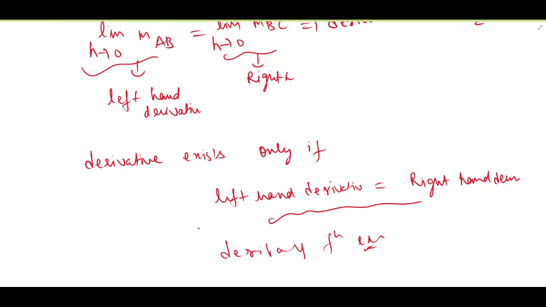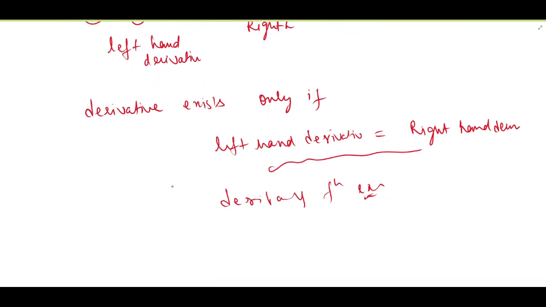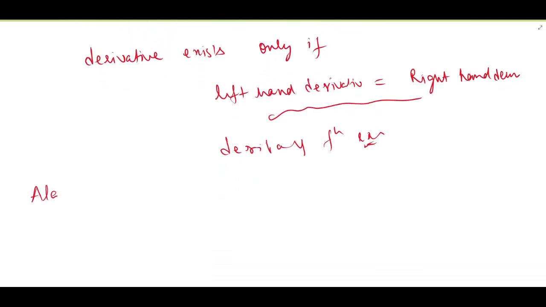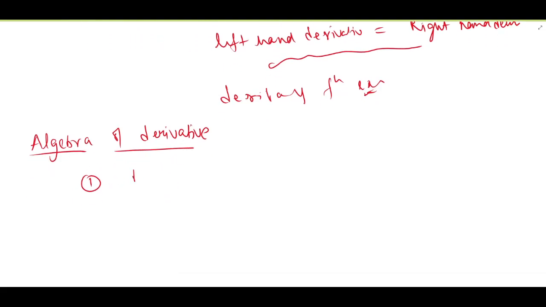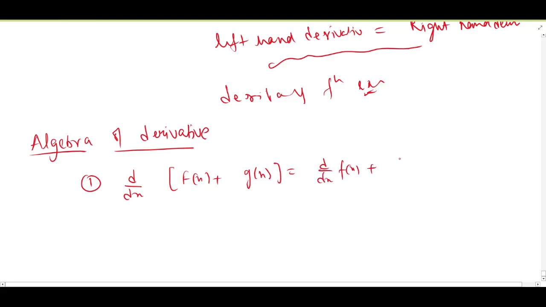So this was similar to the case of limits, where we define the left hand limit and right hand limit, and if both the limits are equal, then the limit exists. So next is algebra of derivative. First is d by dx of f of x plus g of x is equal to d by dx of f of x plus d by dx of g of x.